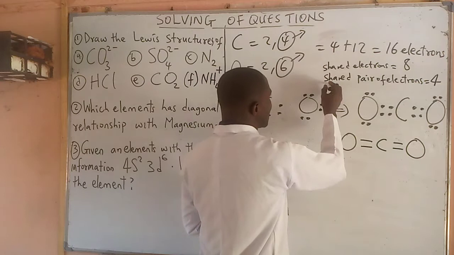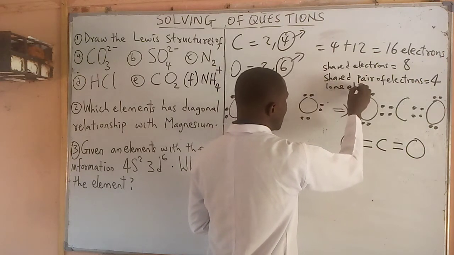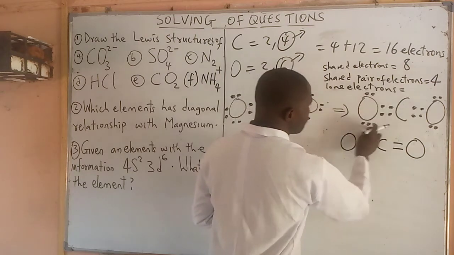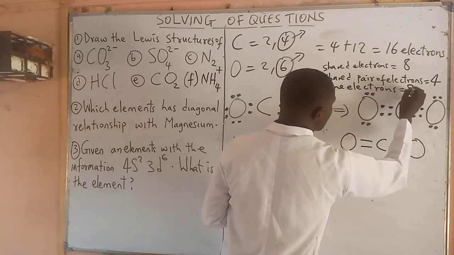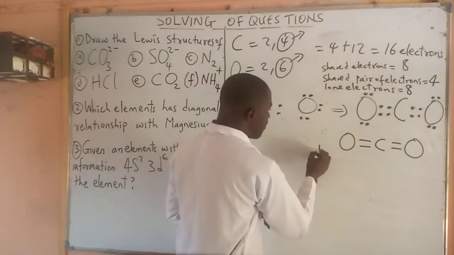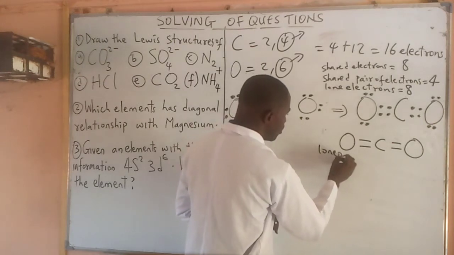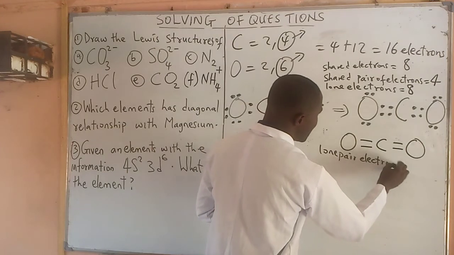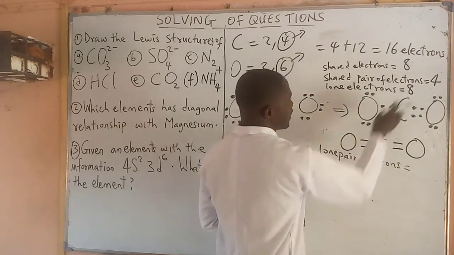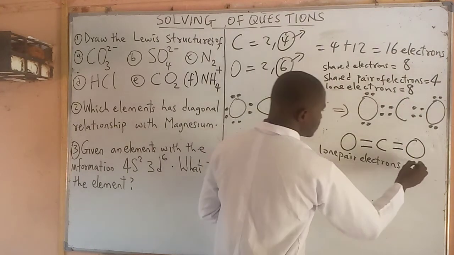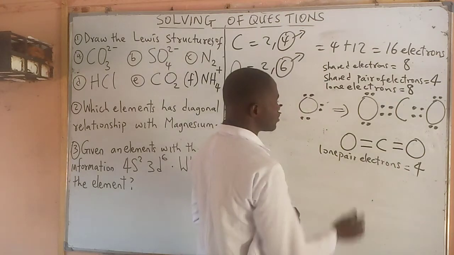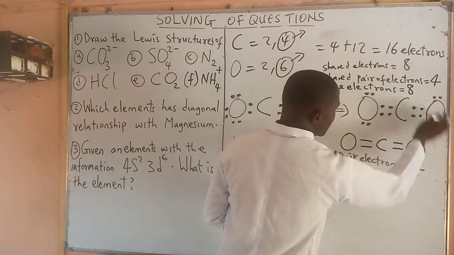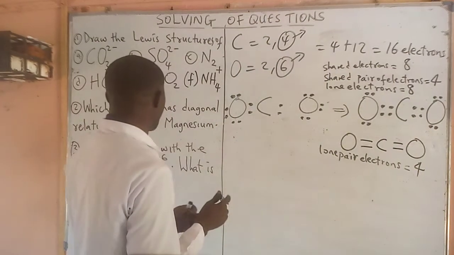How many lone electrons? Lone electrons: 1, 2, 3, 4, 5, 6, 7, 8. 8 lone electrons. Then how many lone pairs? Lone pairs will give you 8 divided by 2, which is 4. That is 4 lone pairs, 1, 2, 3, 4. That is how you solve the question.